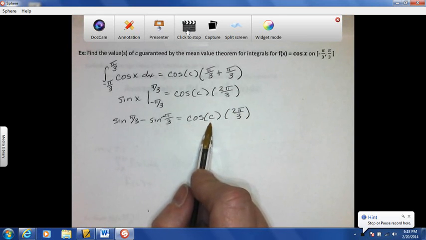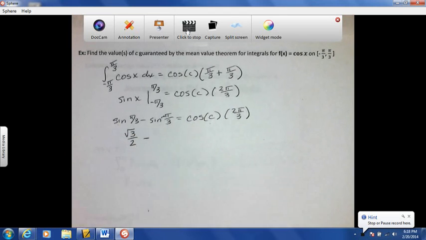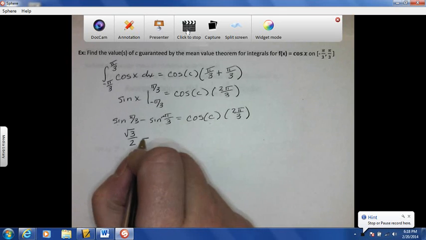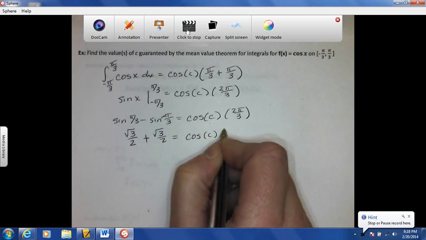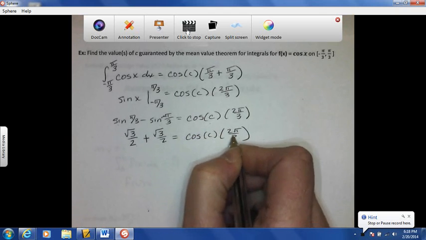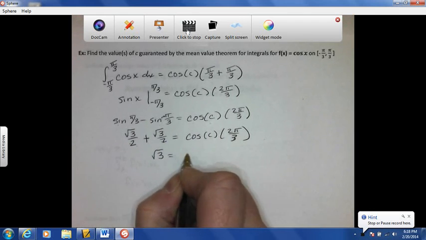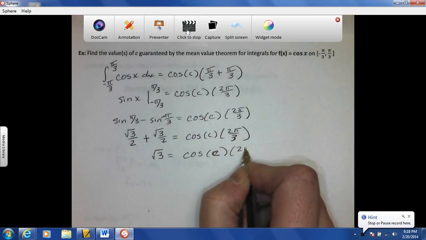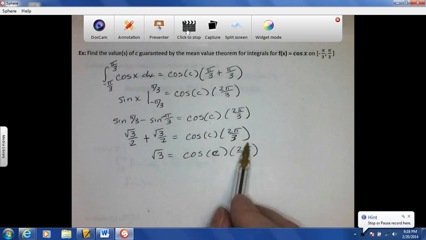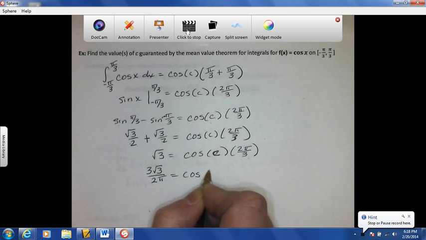If you remember from your pre-calculus days, the sine value at pi over 3 is going to be the square root of 3 over 2. The sine value at negative pi over 3 is negative square root of 3 over 2. Now, square root of 3 over 2 plus square root of 3 over 2 is square root of 3. And what I'm going to do next is solve for the cosine of c by multiplying both sides by the reciprocal of 2 pi over 3. So 3 square roots of 3 over 2 pi is equal to cosine of c.